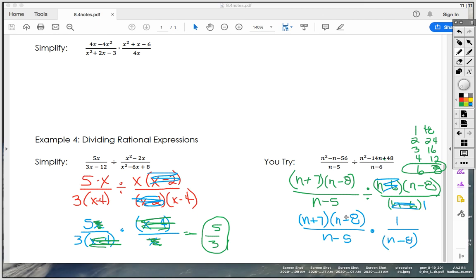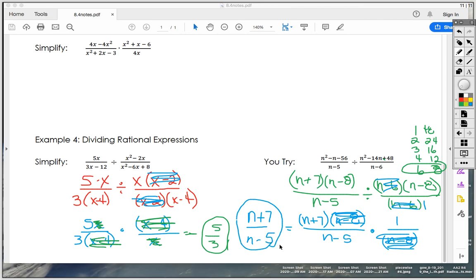And then it's going to be cross-canceling. So we get rid of our n minus 8s. And then we multiply across the top. I'm going to put it here to the left. We are left with n plus 7 over n minus 5.